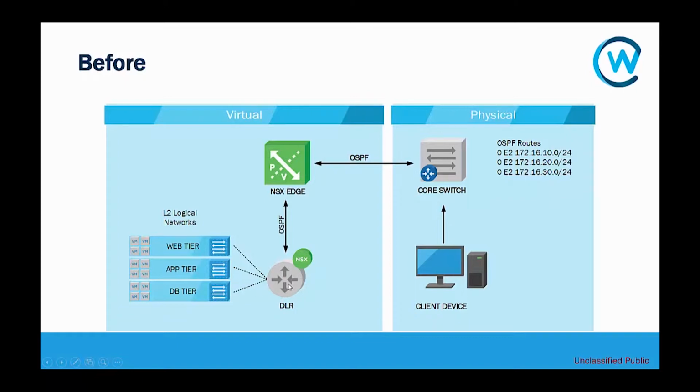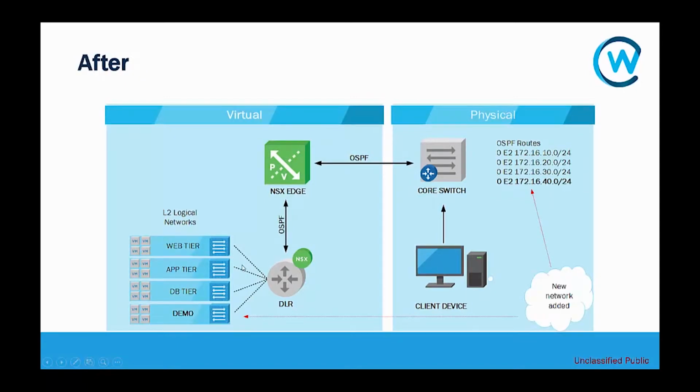The DLR is then advertising these routes to the NSX Edge device using OSPF. The NSX Edge device is then advertising these routes externally to my core switch. So what you'll see in the demo is if I do a show IP route on my physical switch, I'll see OSPF routes to these three networks, which relate to these web, app, and DB tiers down here.